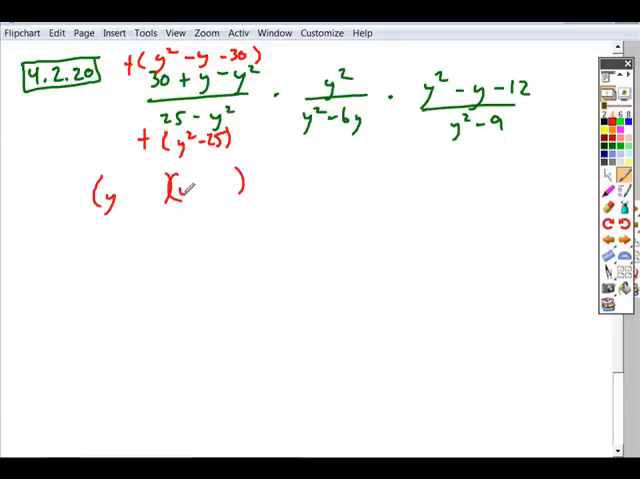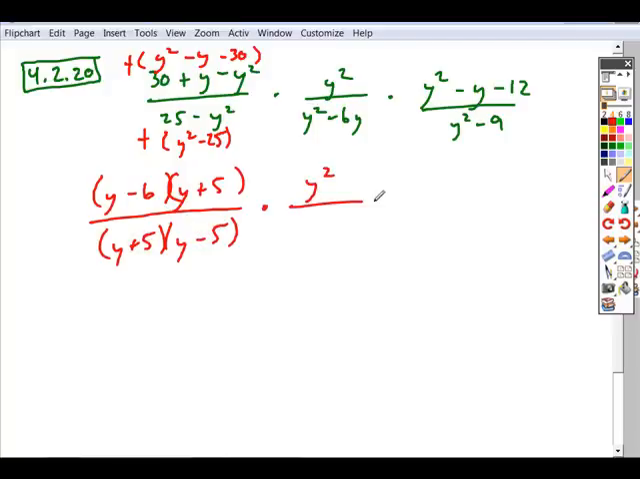So the only two terms that can have a product of y squared are y and y. Our last terms have to have a product of negative 30 and a sum of negative 1. So negative 6 and positive 5. In the denominator, it's the difference of squares. So it's going to factor into the sum and difference of the terms being squared, so plus 5 minus 5.